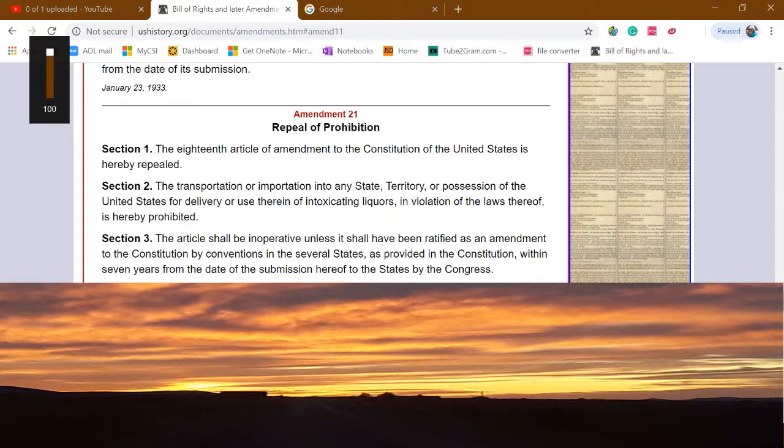Repeal of Prohibition. Amendment 21. Section 1. The 18th article of amendment to the Constitution of the United States is hereby repealed. Section 2. The transportation or importation into any state, territory, or possession of the United States for delivery or use therein of intoxicating liquors, in violation of the laws thereof, is hereby prohibited.